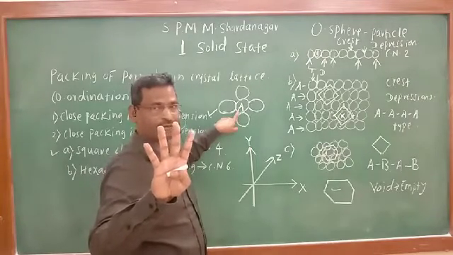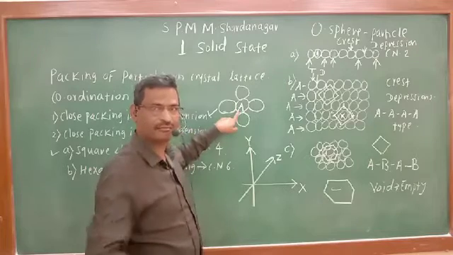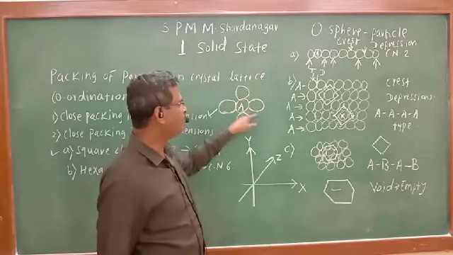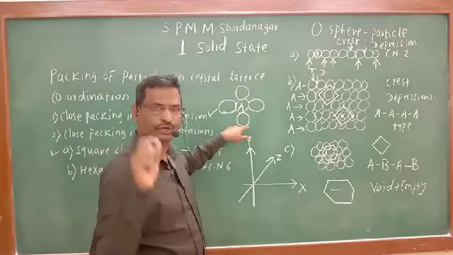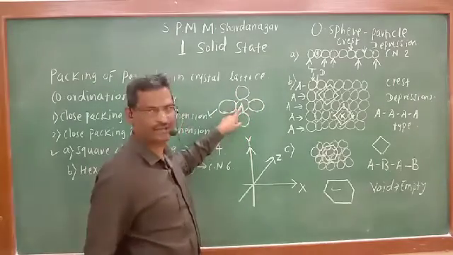You got it? What is meant by coordination number now? Coordination number is nothing but the number of spheres which will touch the given sphere.